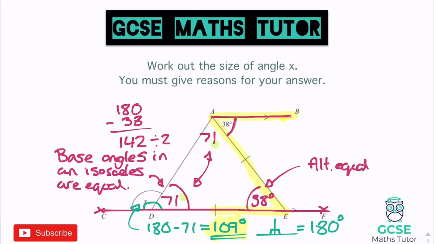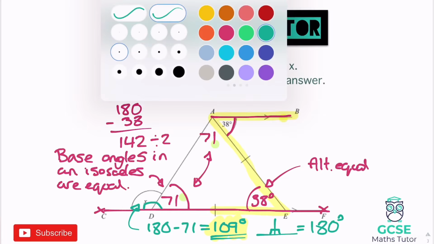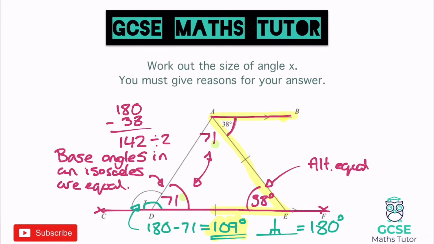And again, we had three reasons there. One was the alternate angles being equal for the 38. The second one, base angles in an isosceles are equal. And my final reasoning there was angles on a straight line equaling 180. Right, there we go. So that's how you're going to tackle some of these slightly harder problems. Going to have a look at one more before you have a go.